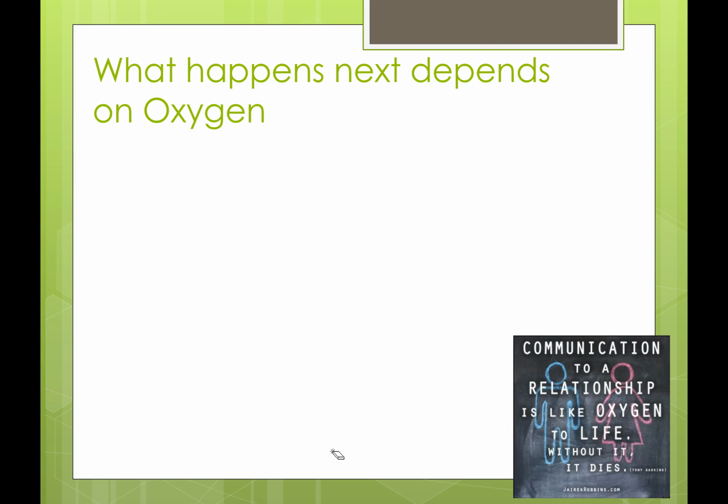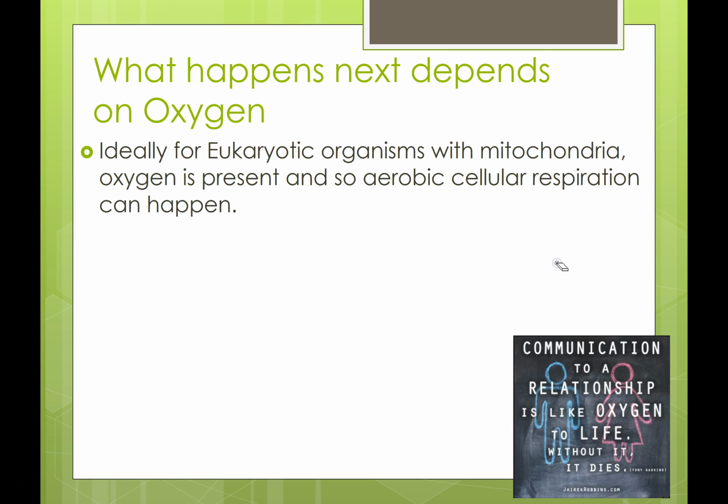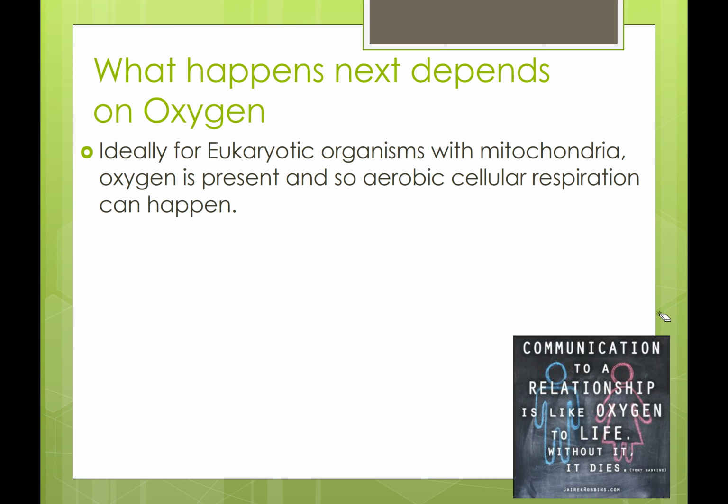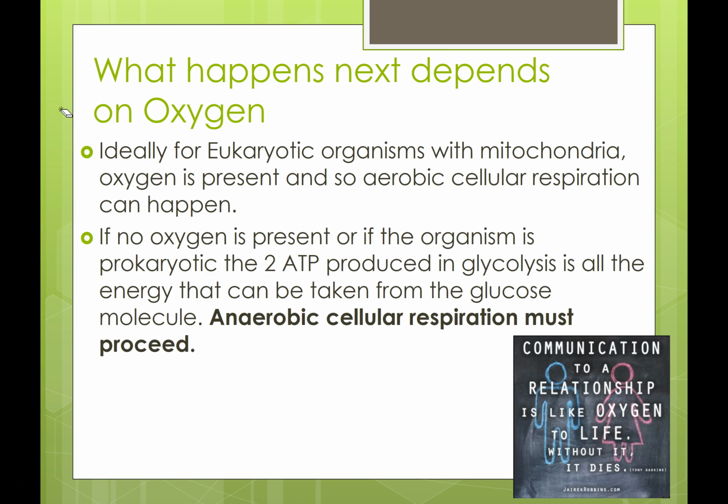So what actually happens next depends on whether we have oxygen or not, right? Ideally for eukaryotic organisms with a mitochondria, obviously, oxygen is going to be present, so we're going to get aerobic respiration happening, right? And the reason for this is because we're going to get a lot more ATP out of aerobic respiration. But if we don't have any oxygen present, or if the organism is prokaryotic, the 2 ATP produced in glycolysis is all the energy that we can actually take out from the glucose molecule.